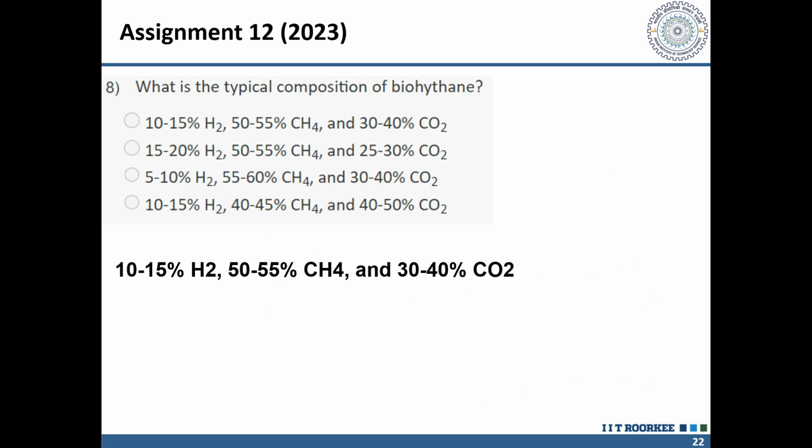What is a typical composition of biohydrine? So first of all, what is this biohydrine? Biohydrine is a combination of gases such as hydrogen, methane, and CO2. These are produced by thermal processes. If we treat the biomass and do the gasification of it, we will get methane and hydrogen out of it. And after this, if we produce the syngas out of it, we will get CO2. So the combination of these two processes will produce these three gases, which is known as biohydrine.